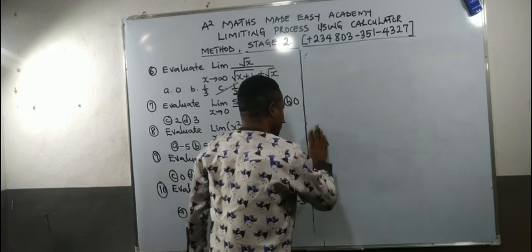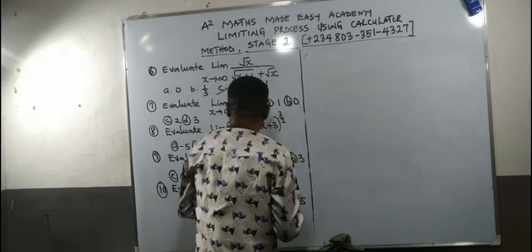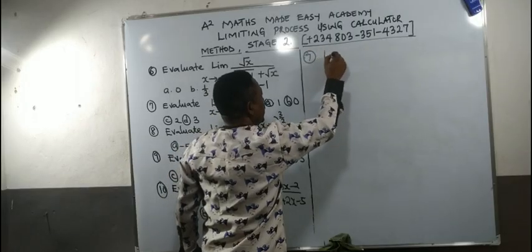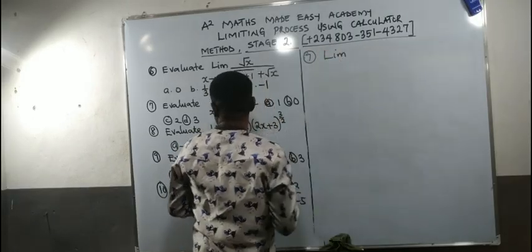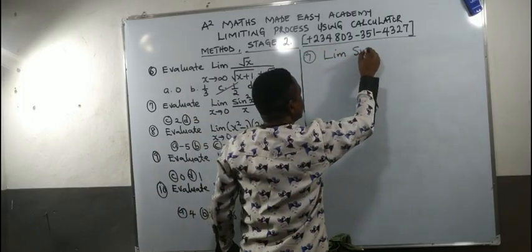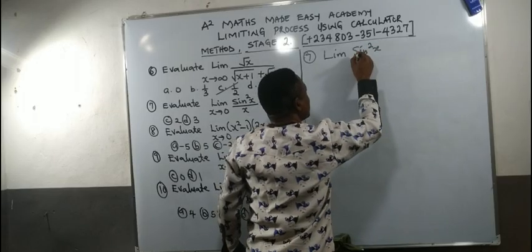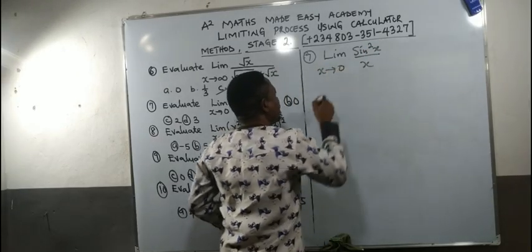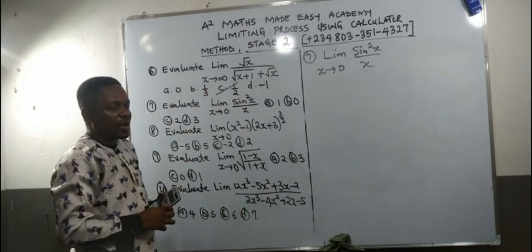Question number 7. Now let us write the question. The question says we should evaluate the limit of sine squared of x all over x as x approaches 0. Are you with me now? Now find the limit of this.